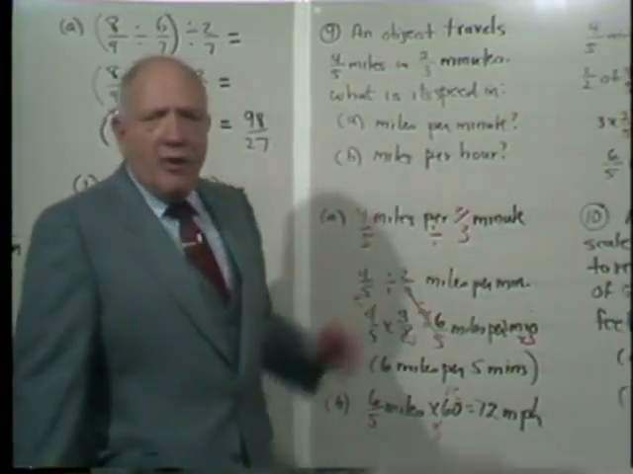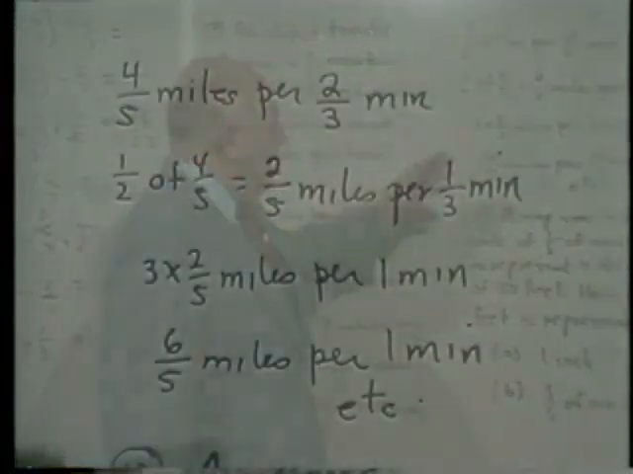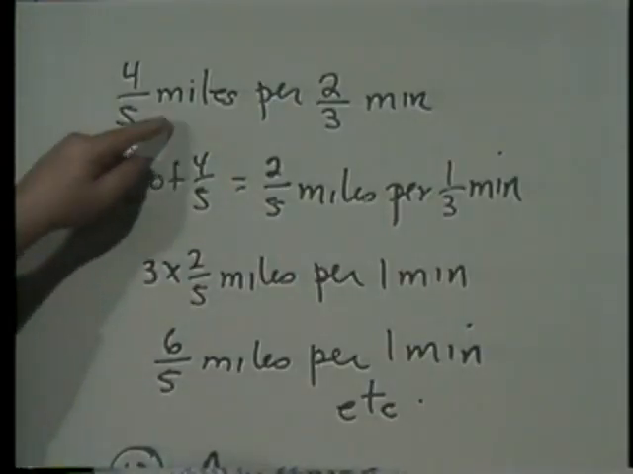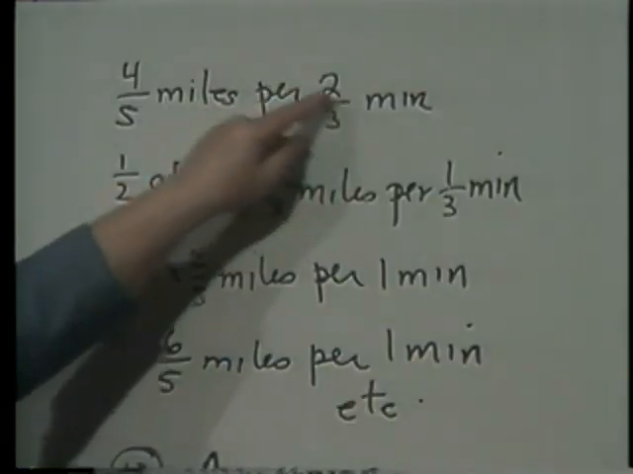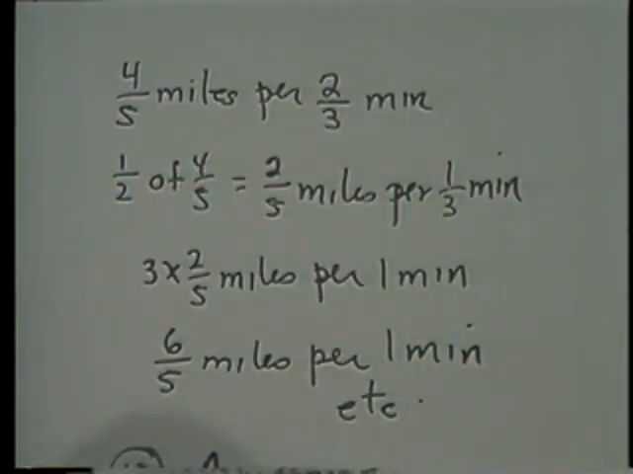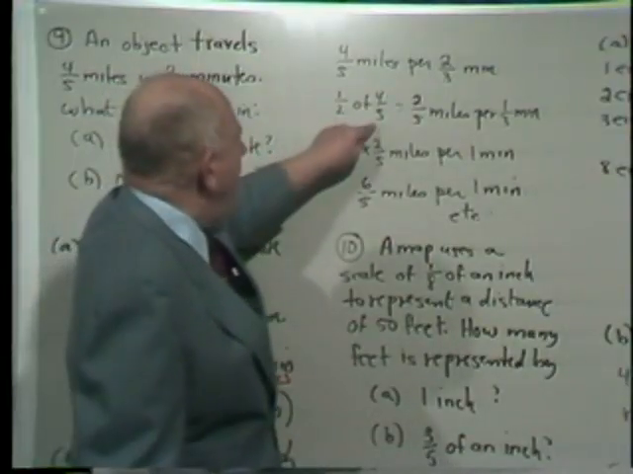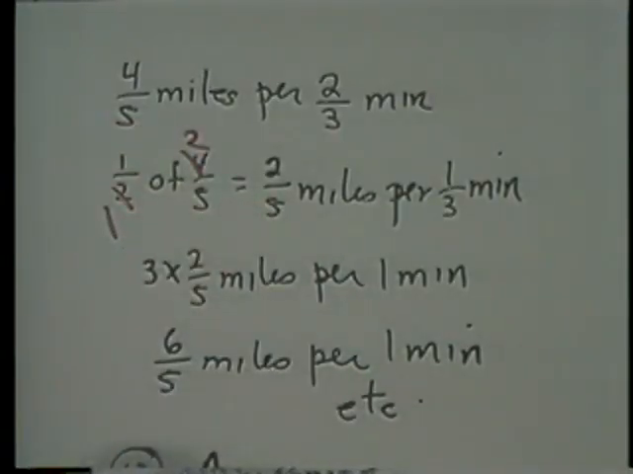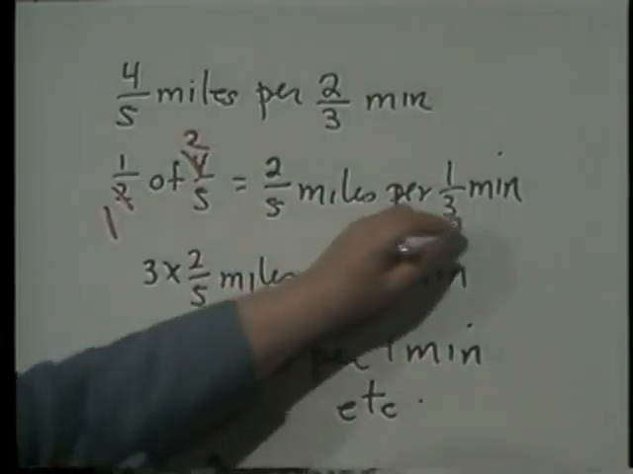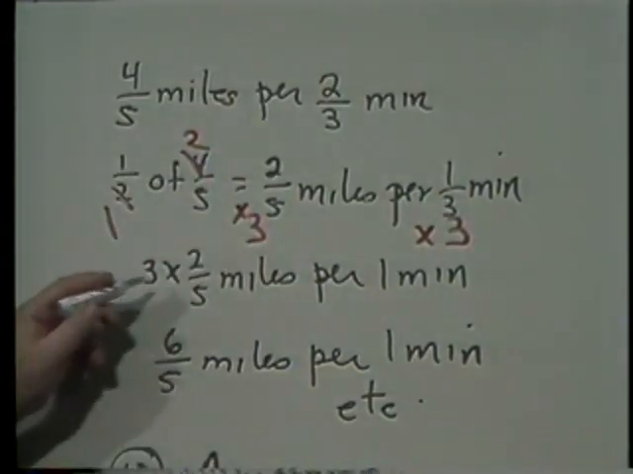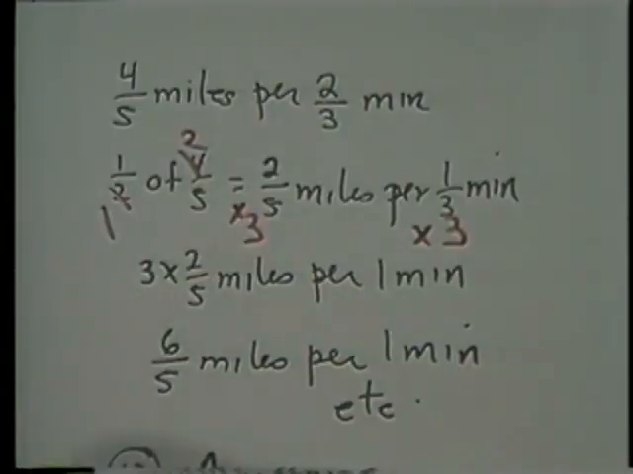Let me show you, by the way, how the logical way works out. And just to show you how much more difficult it is in terms of the conscious thought process you have to go through. See, if you can do 4/5 miles in 2/3 of a minute, in 1/3 of a minute, you're going to do half of what you do in 2/3. So 1/2 of 4/5 is 2/5. And if you go 2/5 of a mile in every third of a minute, since it takes 3/3 of a minute to make a whole minute, you're going to go 2/5 of a mile 3 times in 1 minute. And 2/5 times 3 is 6/5. So the answer still comes out to be what? 6/5 of a mile per 1 minute.